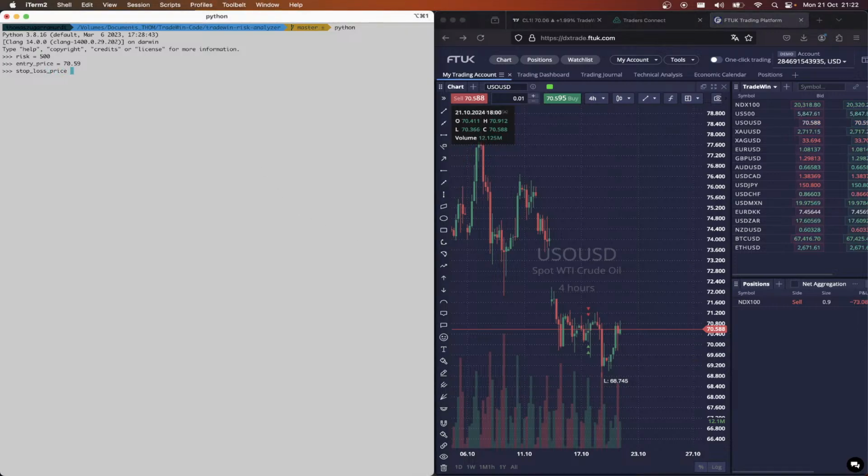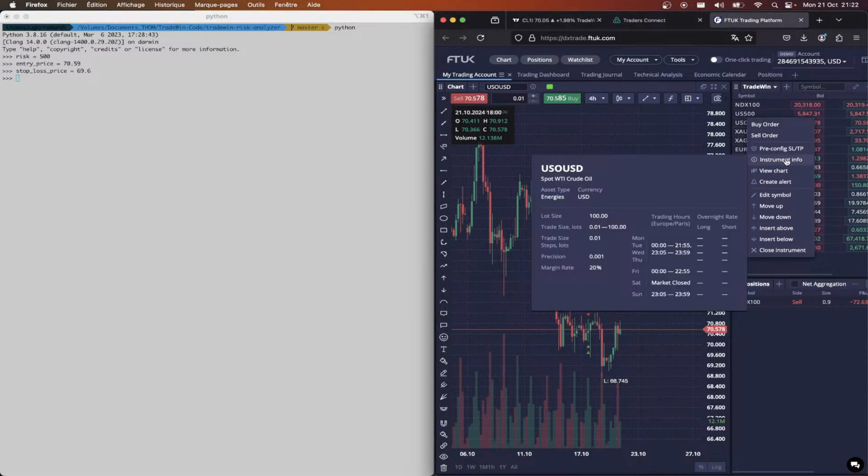Stop loss price 69.6. Perfect. So I need to see what the lot multiplier is. For that I go and look at the instrument info.